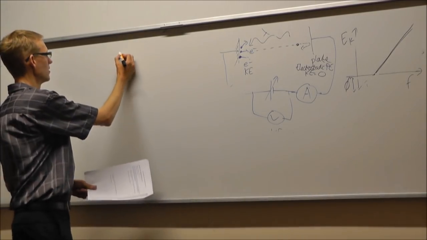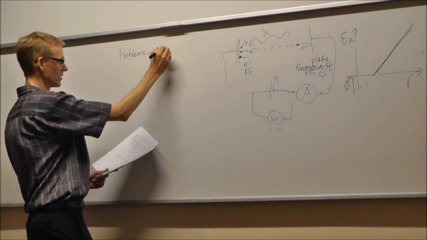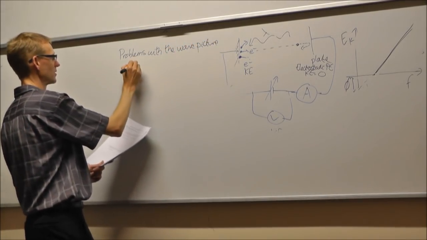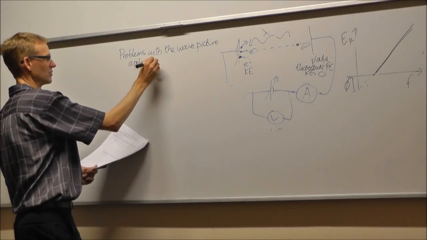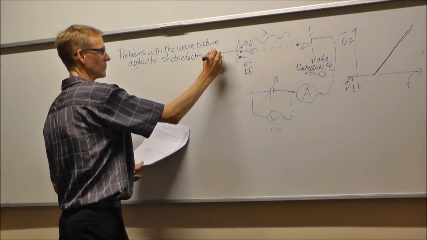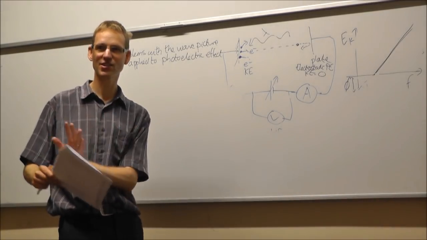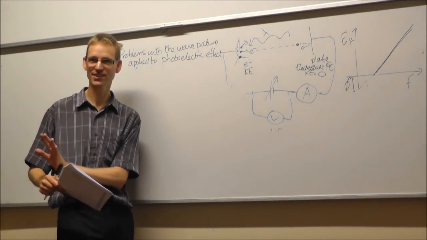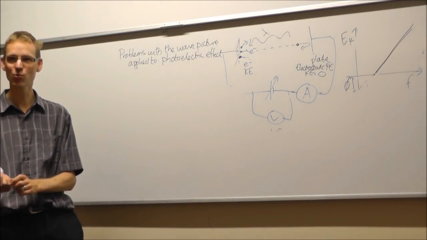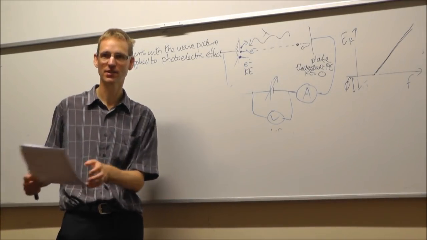So, remember the question is talking about problems with the wave picture applied to the photoelectric effect. So it's not talking about giving the explanation that Einstein did of the photoelectric effect. It's something slightly different, this question. It's saying how does the wave nature fail to explain the photoelectric effect?